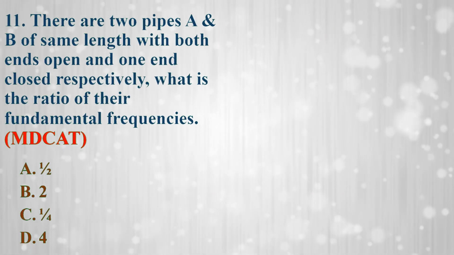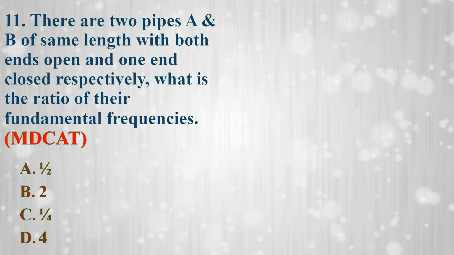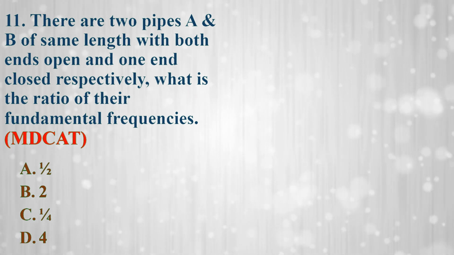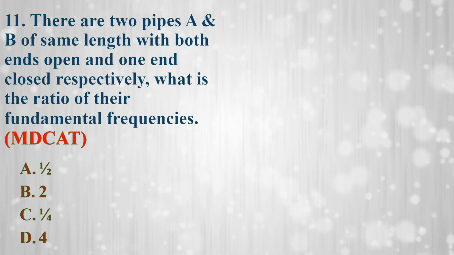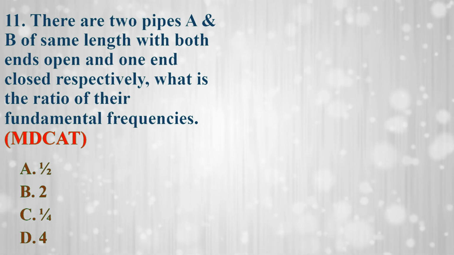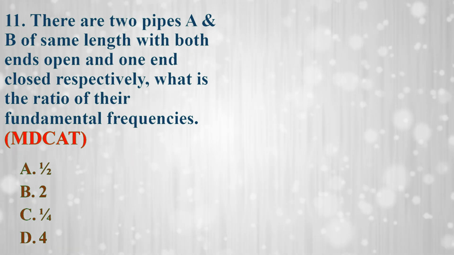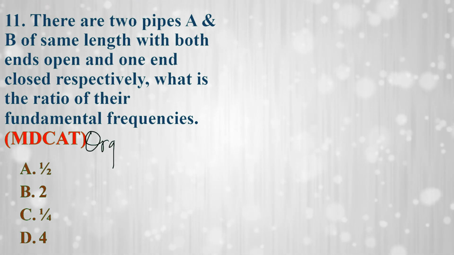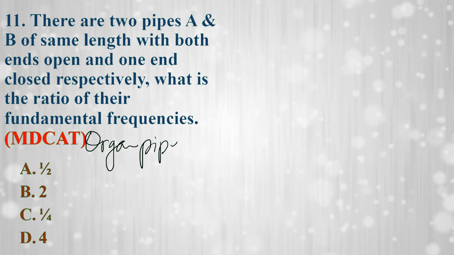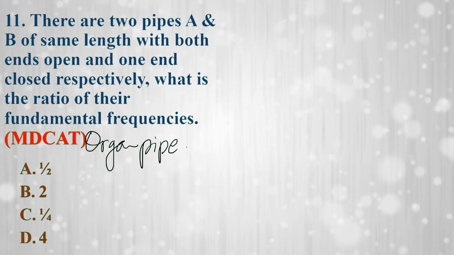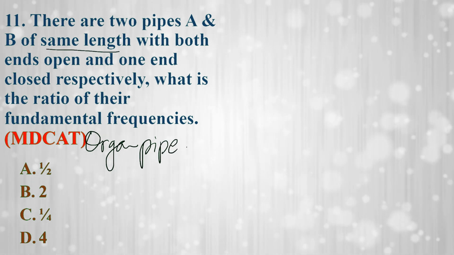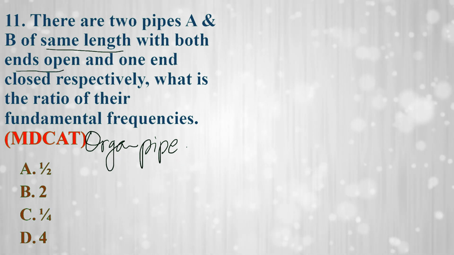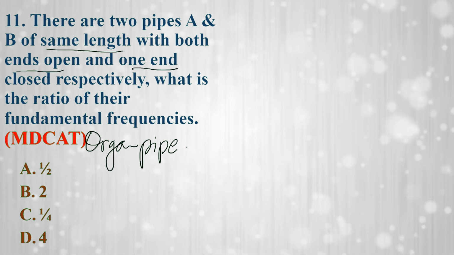Next MCQ: there are two pipes A and B of the same length, with both ends open and one end closed respectively. What is the ratio of their fundamental frequency? Students, this is an MCQ from the topic of organ pipes, and they have given you the condition that there are two pipes having the same length, one pipe having both ends open and the other having one end closed. So what is the ratio of their fundamental frequency?